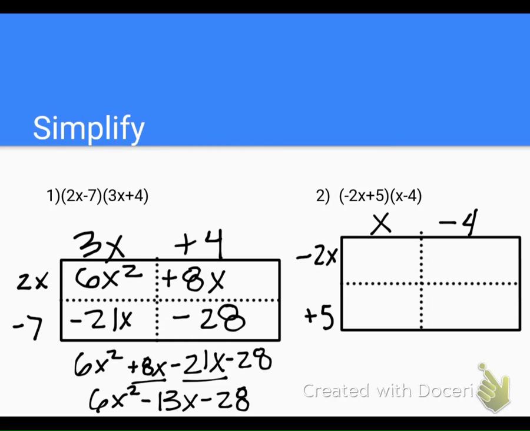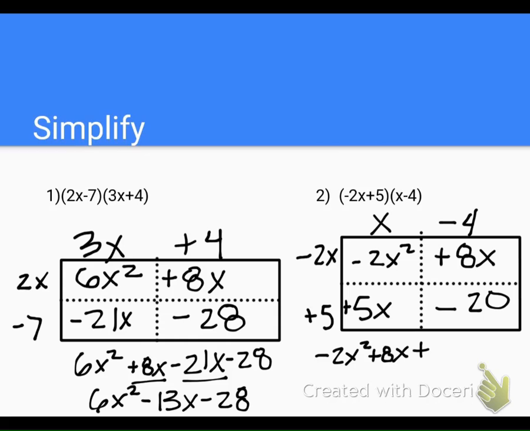Okay. So my first box is negative 2x times x, which is a negative 2x squared. The next box is negative 2x times negative 4, which is positive 8x. Down on the bottom left, I have 5 times x, which would give me a positive 5x. Then positive 5 times negative 4 is negative 20. I add these, so negative 2x squared plus 8x plus 5x minus 20, and combine like terms, which would be the 8x and 5x, to get negative 2x squared plus 13x minus 20 as my final answer.